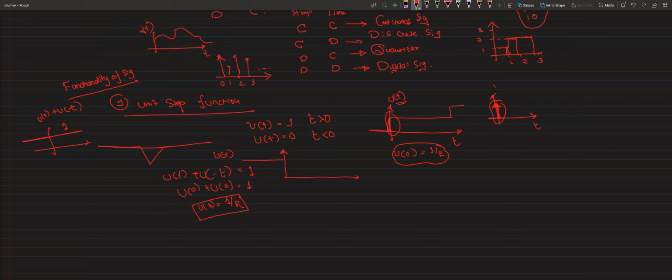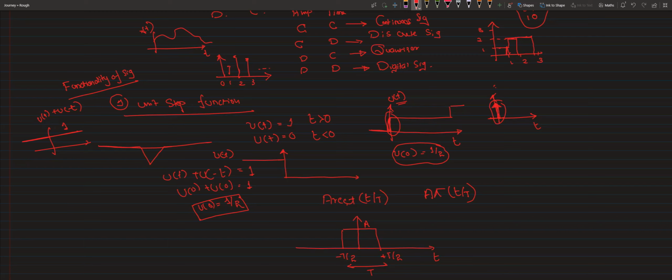Next is the rectangular function. A rectangle of t by T. Some people will represent it as A pi of t by T. So this function starts from minus T by 2 and goes to plus T by 2. The amplitude is A. So from here to here, the width is T.